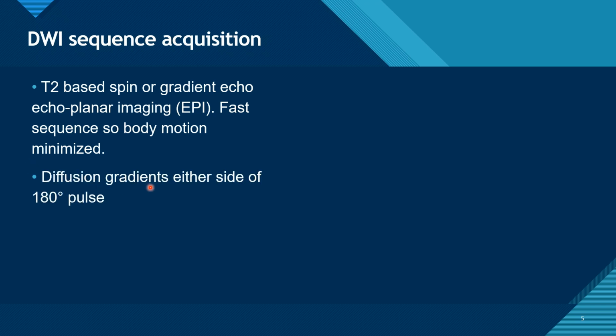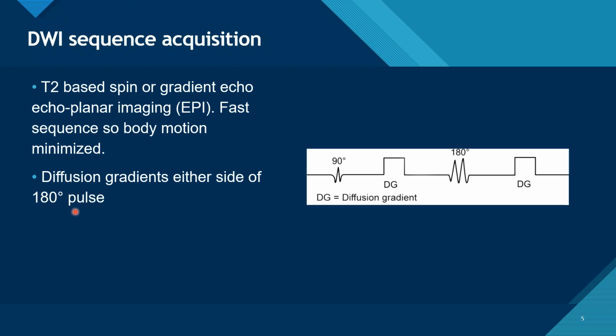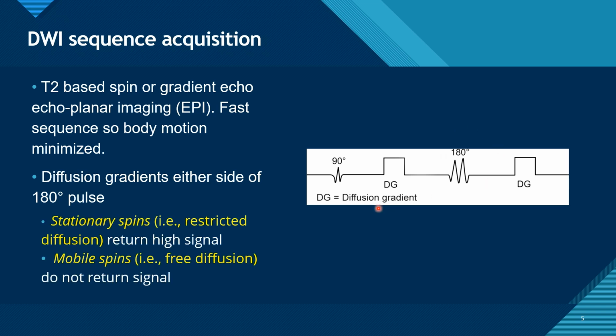Diffusion gradients are placed on either side of the 180-degree pulse. What happens in a regular spin echo sequence is that we first give a 90-degree RF pulse followed by a 180-degree pulse. The difference with diffusion is that we put a diffusion gradient just before and just after this 180-degree pulse. What this does depends on whether the spins are stationary or mobile.